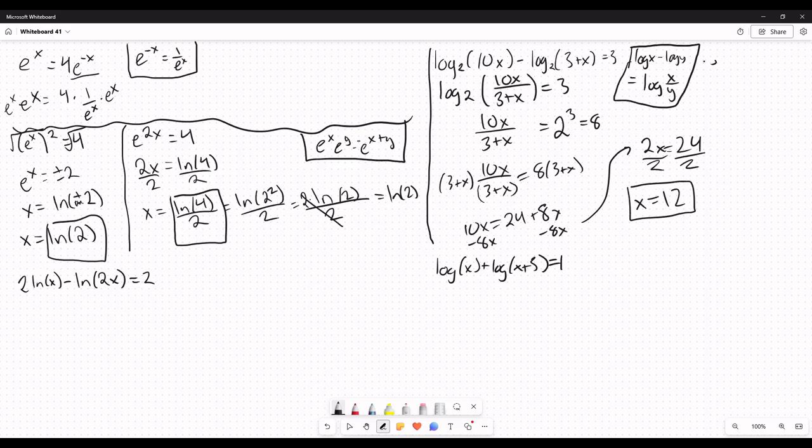Now, it's good to check, does that match the equation I started with? Or specifically what I'm asking is, am I allowed to plug in 12 there, or does that break anything if I do? Well, if I plug in 12, I get log base 2 of 120, and I'm looking, is that a positive number? Yes, it is.